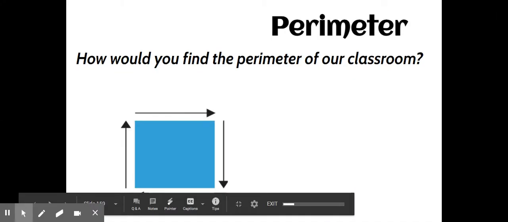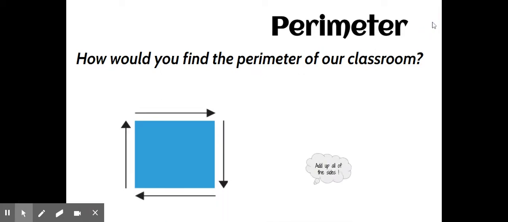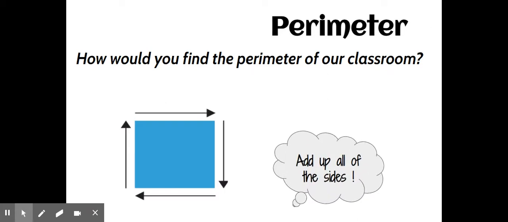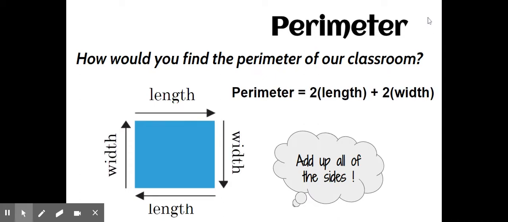Okay, let's first take a look at the formula for perimeter. Think about how you would find the perimeter of our classroom. Our classroom is a rectangle. Well, whenever you find the perimeter of any shape, all you have to do is add up the lengths of all the sides. And a rectangle is made up of two lengths and two widths. So if you take two lengths and add them to two widths, you will get the perimeter of a rectangle.